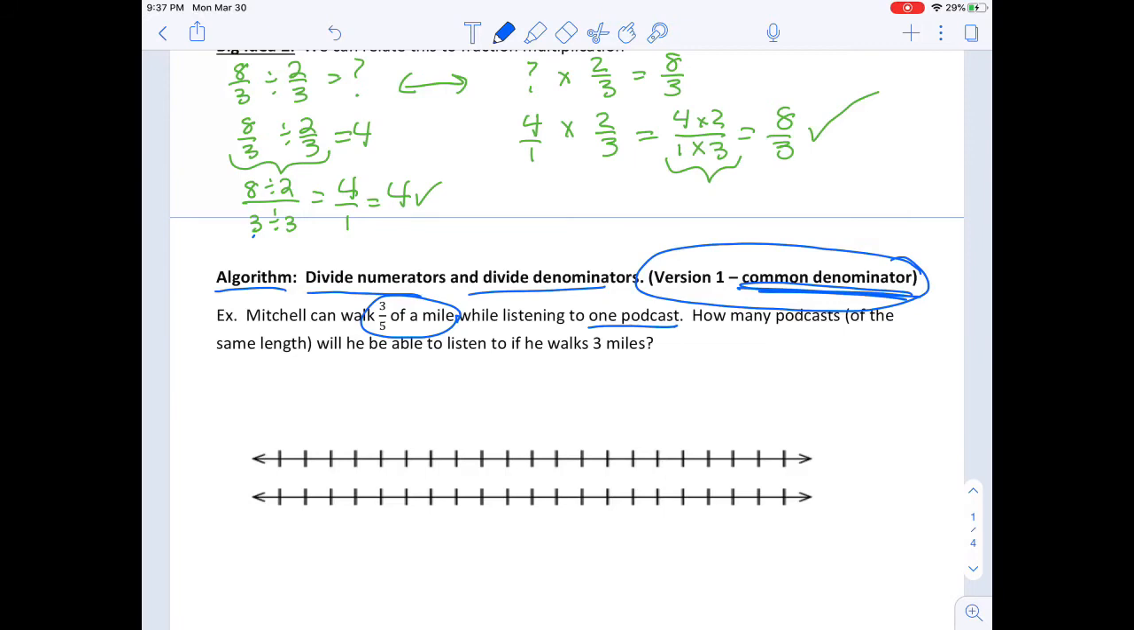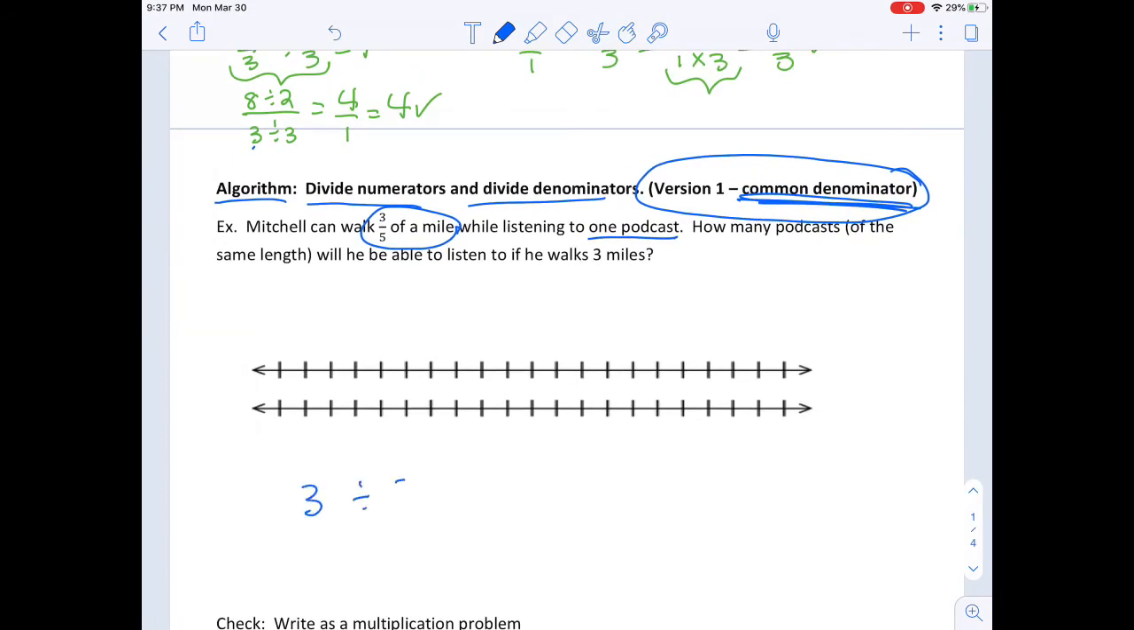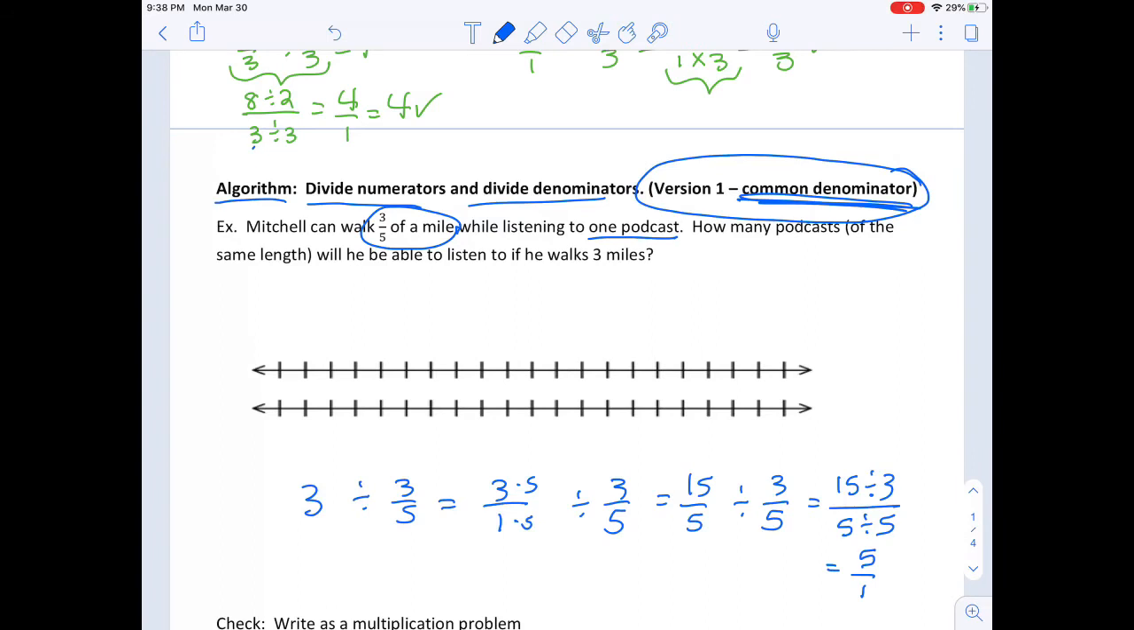But 3 miles would be easier to compare to 3/5 if I had the common denominator. So how many groups of 3/5 are in 3 miles becomes the problem 3 divided by 3/5. We're going to solve this as a common denominator problem. We should get five as our answer. Let's solve it with a visual method.